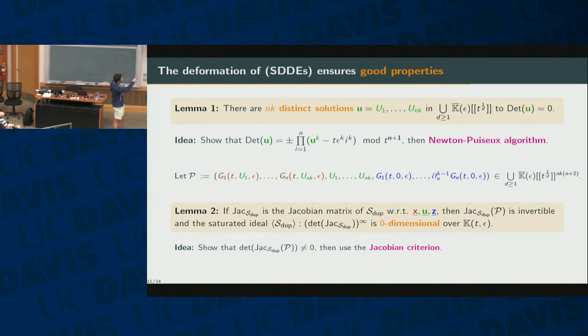And so now the goal is to show that this determinant is not 0 at the point of interest. And just to mention that in the end, it's just about using some tools from effective algebraic geometry.